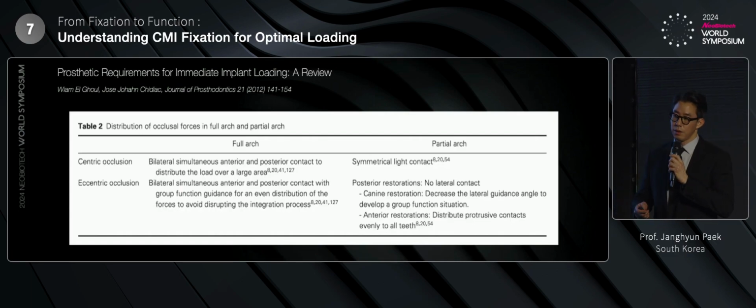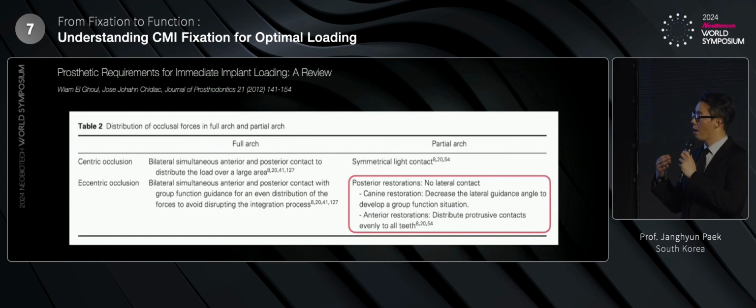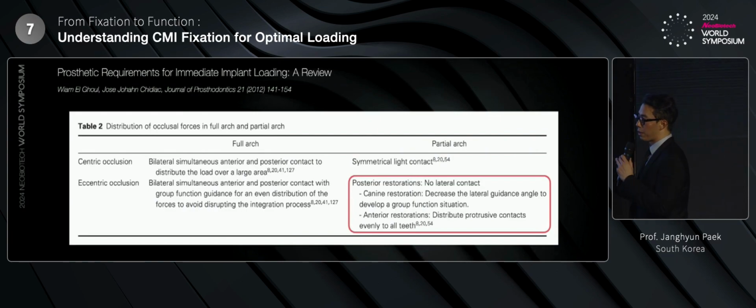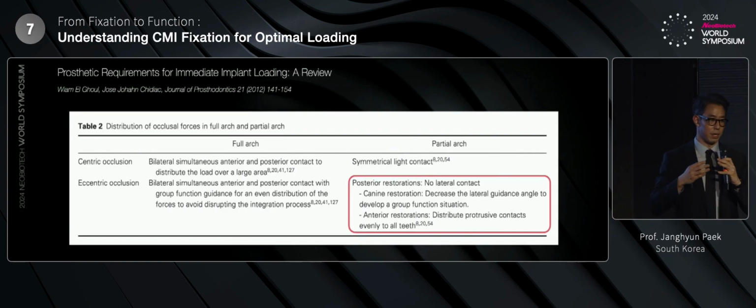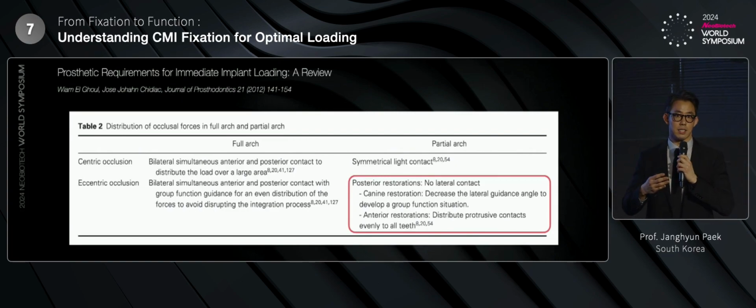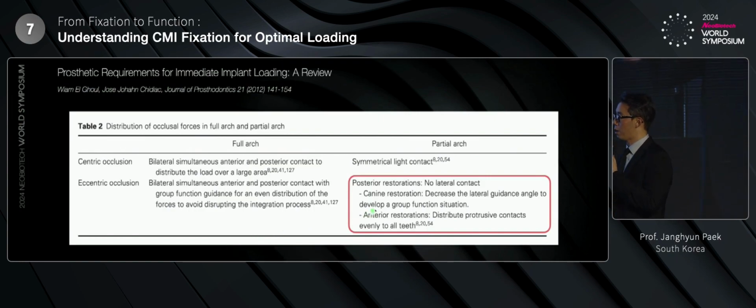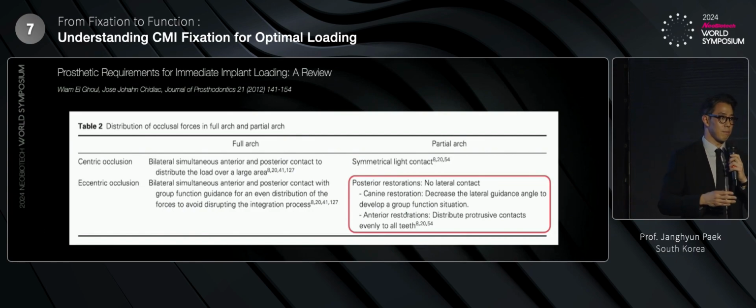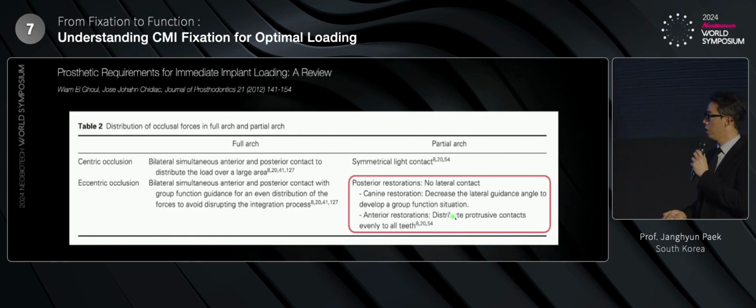And also, not only intercuspal position, but we also have to provide a group function occlusal scheme. Because if the canine is included in the provisional, like a big unit, and we provide canine guidance, then that canine will have to suffer all the lateral forces. So we have to decrease the lateral guidance angle to develop a group function situation. And for anterior provisionals, we have to distribute all protrusive contacts evenly to all of our anterior teeth.